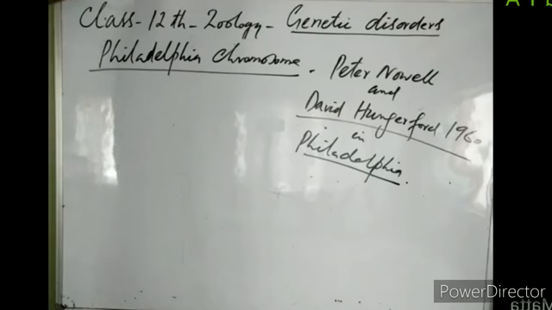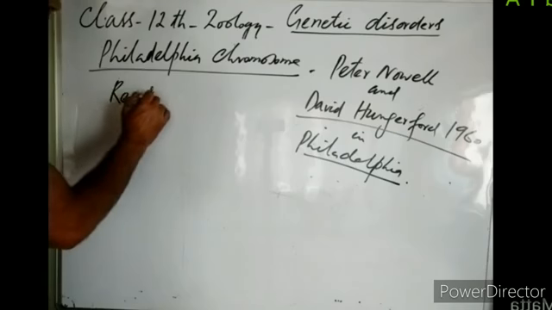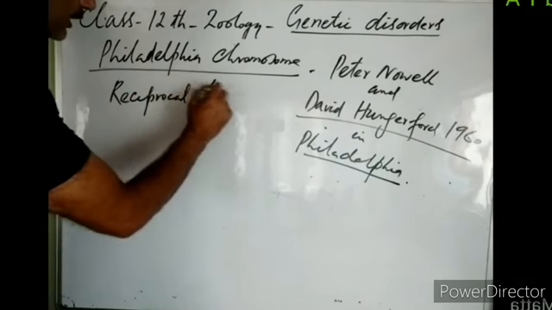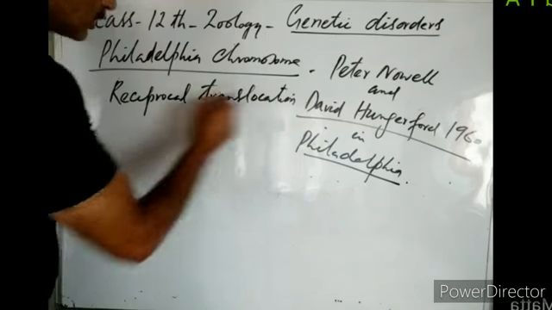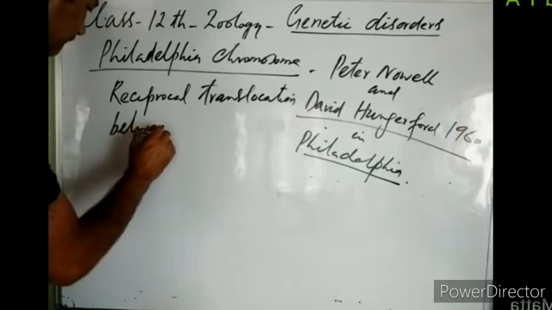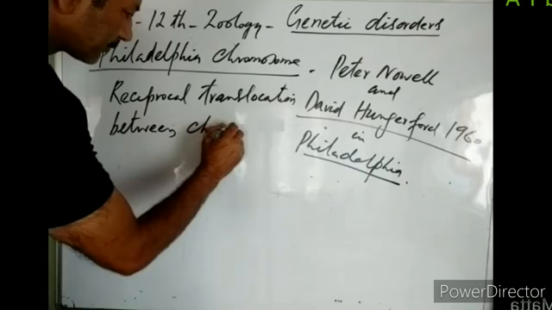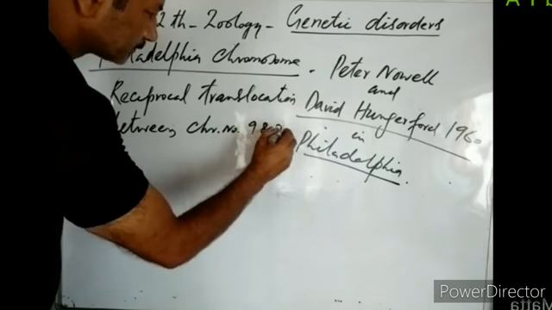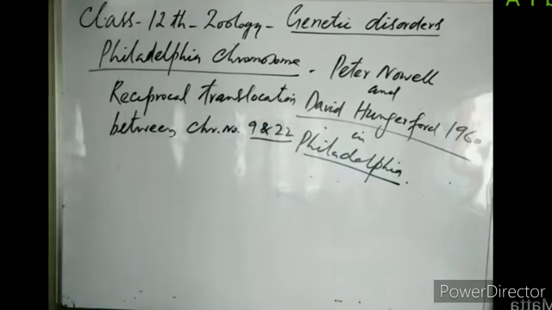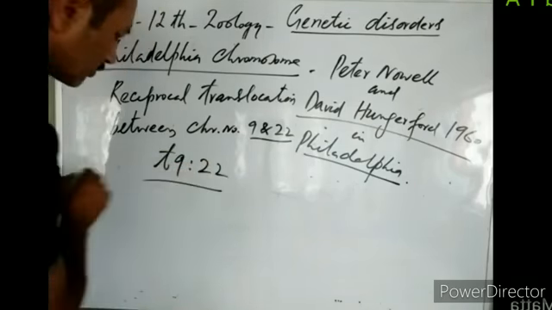So that is why it was named Philadelphia chromosome. So what is special about this Philadelphia chromosome? It is characterized by reciprocal translocation. It is caused due to reciprocal translocation between chromosome number 9 and 22. So it is designated as t(9;22). So what does it mean?